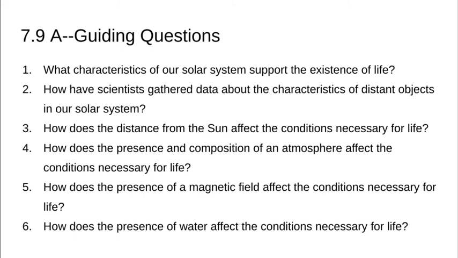Some questions, and there's a lot here, so I'm just going to hit a couple of the main ones. And in just a minute, we're going to watch a little song, and if you pay attention, you can probably get the majority of these answers from your song. So, what characteristics of your solar system support the existence of life? Why is there life on Earth? How does the distance from the sun affect the conditions necessary for life? If you're too close to the sun, how does that affect it? If you're too far from the sun, how does that affect it? And how does the presence of water affect the conditions necessary for life? We just looked at that in the last unit when we did water systems, and we know that water is needed for all forms of life.